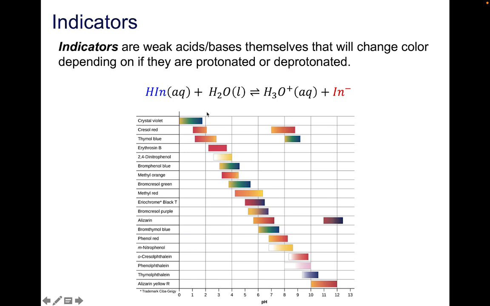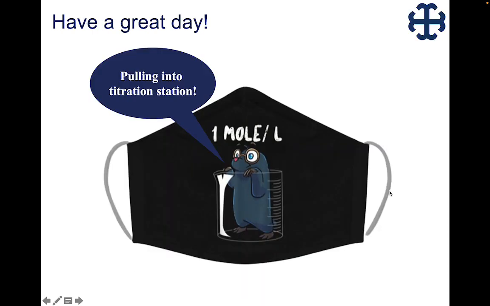But as you can see here, there are tons of indicators out there. And depending on the pH you want to see a transition at, you can basically find an indicator for that purpose, okay?